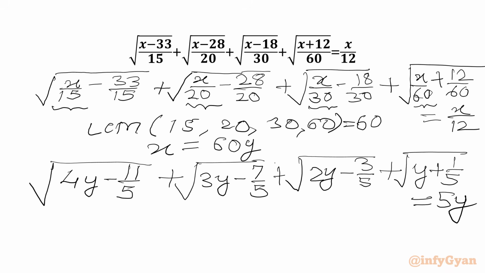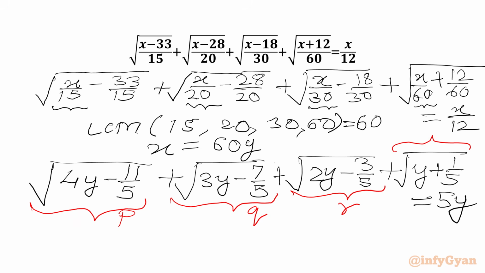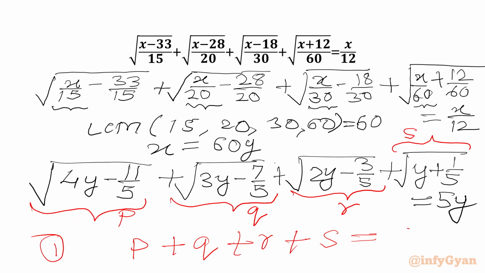Now we will think about substitutions. Let us say the first square root equals p, the second square root equals q, the third square root equals r, and the fourth square root equals s. So we'll be writing our first equation: p plus q plus r plus s equals 5y.